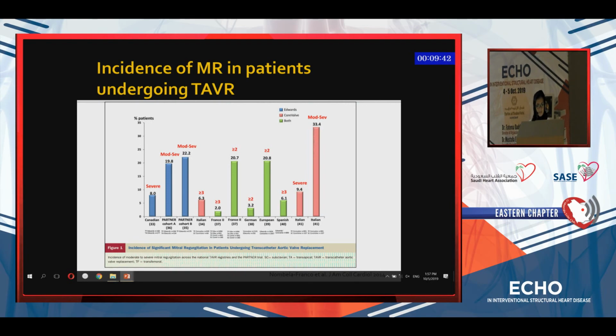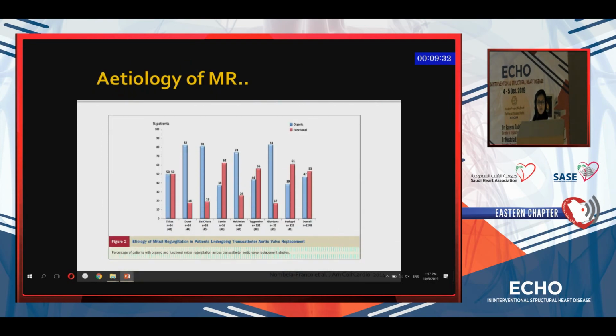And from this meta-analysis that was recently published, about a fifth to a third of these patients would have moderately severe MR. And when you do have MR, one thing again to highlight is what's the etiology of that mitral regurgitation. So is it primary or is it secondary? And from this meta-analysis as well that was published, clearly most of these are secondary MR. And the reason why that's important is because secondary MR usually gets better after TAVI.